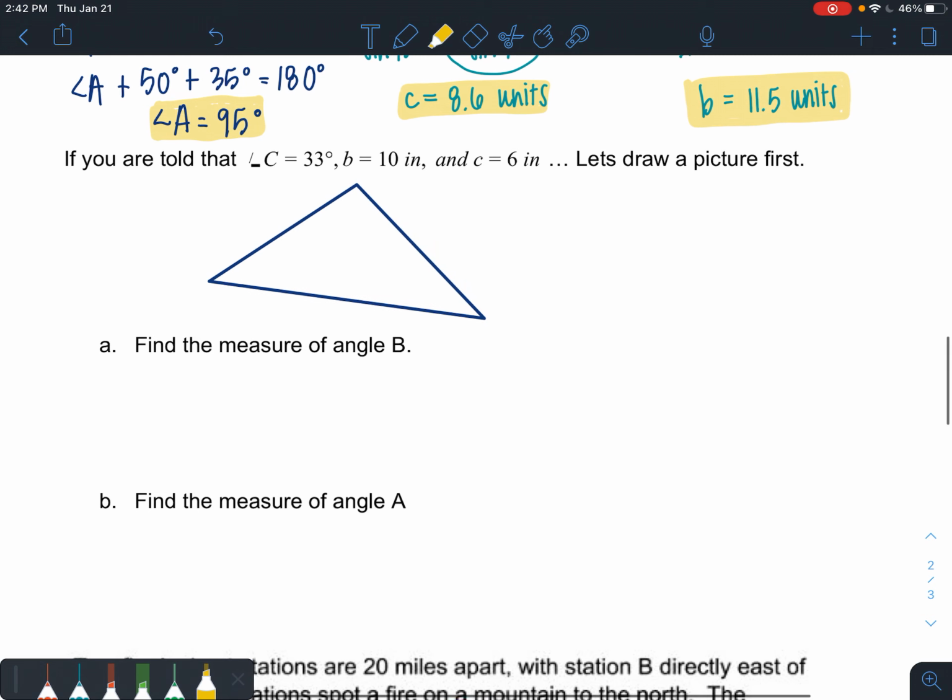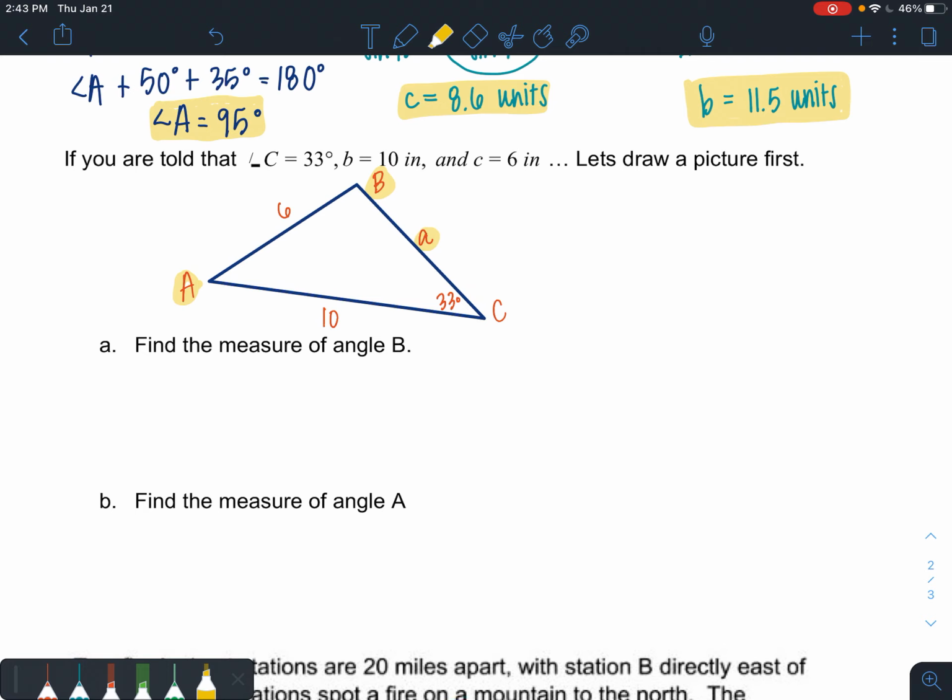It says, you're told that C equals 33 degrees, B equals 10 inches, and C equals 6 inches. This is one where we want to draw a picture ourselves. So we'll just draw a triangle, call it A, B, and C. And remember, a side is always across from its angle. So this is 33 degrees. C is across from C, so this is 6 from here. B is 10, it's across from the 10. And so we are trying to find angle A, angle B, and side A.